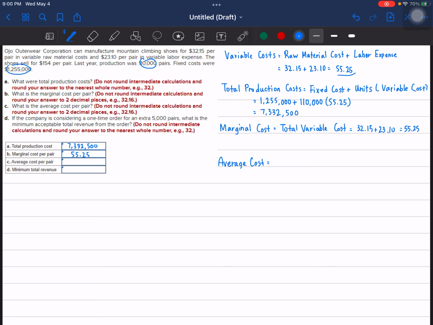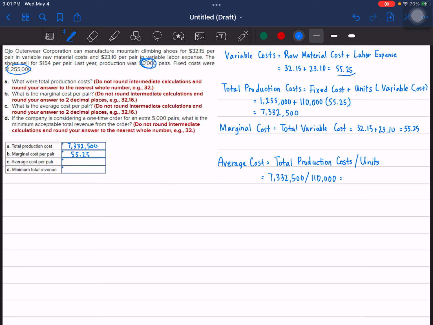Moving on to the average cost per pair. So the average cost is just equal to the total production cost divided by the total units manufactured. So our total production cost we calculated in part A, which was 7,332,500. Divide that by the number of units, which you saw here that it's 110,000.